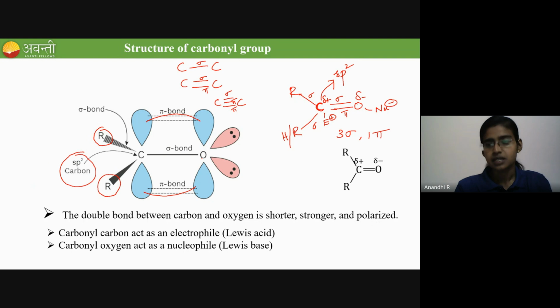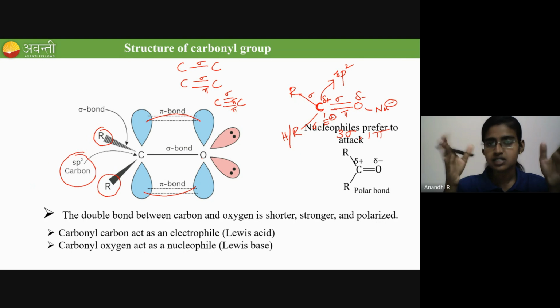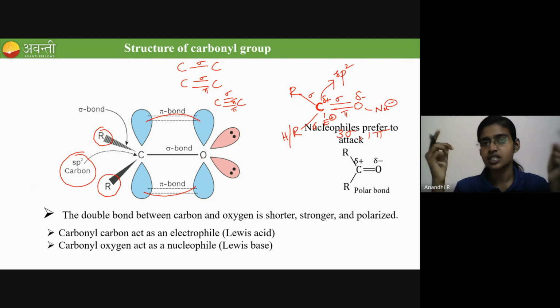And this is the charge separation which is given. And the nucleophile prefers to attack the carbon, which is an electrophile. Okay. So based on this structure, we are going to see several chemical reactions which are associated with this carbon double bond oxygen system. Got it?